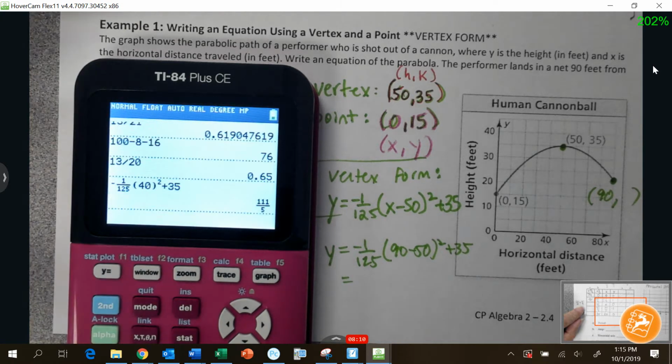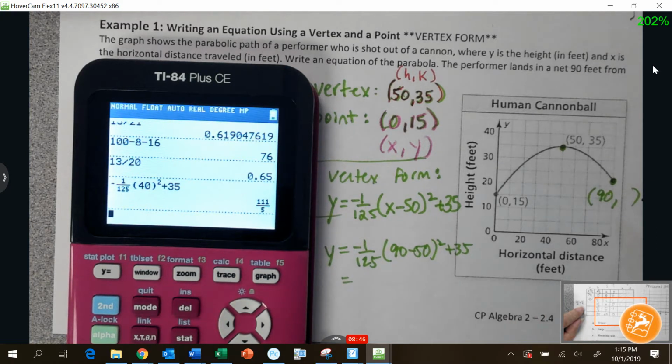Okay, so I got an answer of 111 fifths. Does that make sense? No. Why? It's because we're looking for... Well, we're trying to find the height of the net. So I just told you the net is 111 fifths. What's wrong with that? It's bigger than the... So what's wrong with it being an improper fraction?